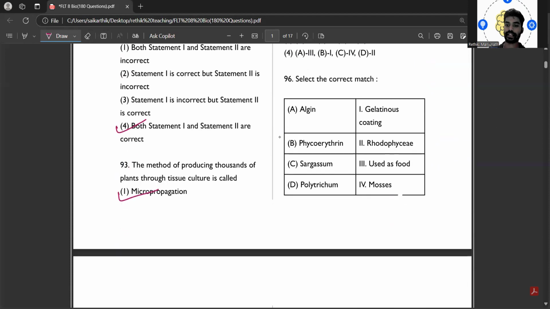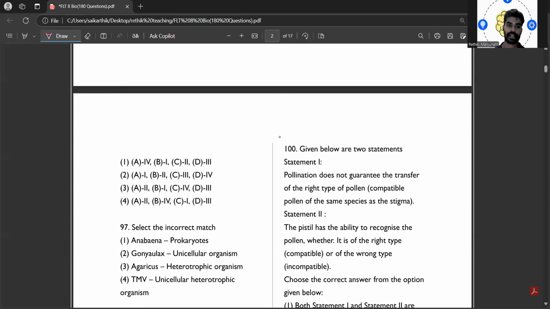96th one, select the correct match. Algae belongs to gelatinous coating, correct. Then phycoerythrin belongs to the Rhodophyceae, also okay. Then Sargassum is used as food. Then Polytrichum, that is mosses. So what would be the correct one now? The second one.